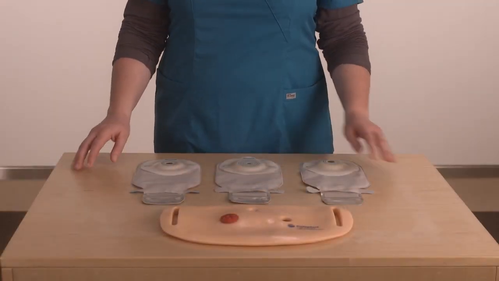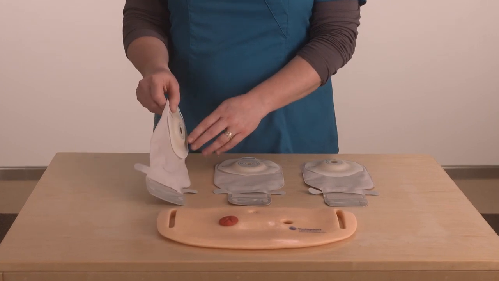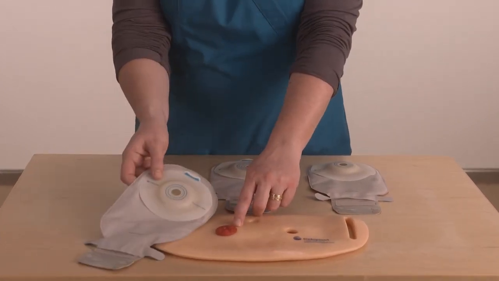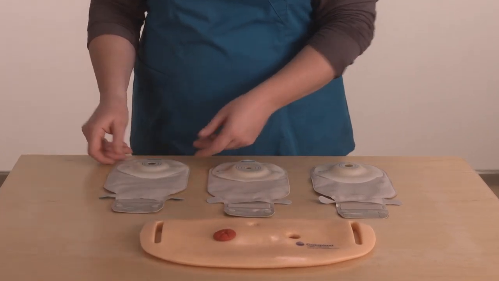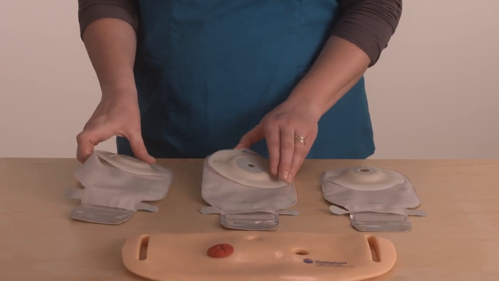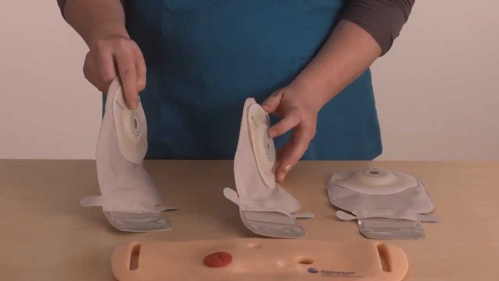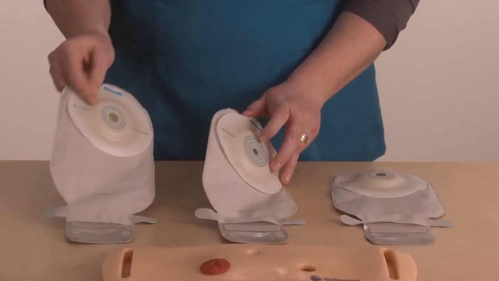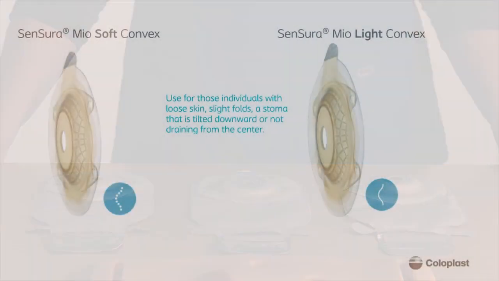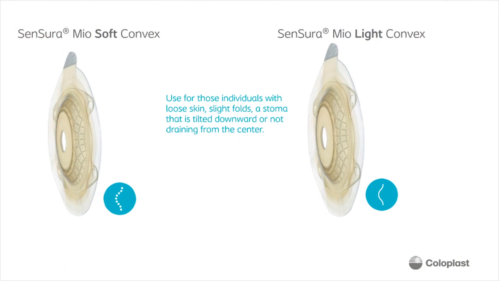Convexity is a curvature of the barrier designed for those who do not have normal stomas or peristomal skin areas. Coloplast has several levels of convexity to meet different needs. Soft and light convex are for those with a flush, at skin level, or slightly retracted, below skin level, stoma. It may also be used for those individuals with loose skin, slight folds, a stoma that is tilted downward or not draining from the center.